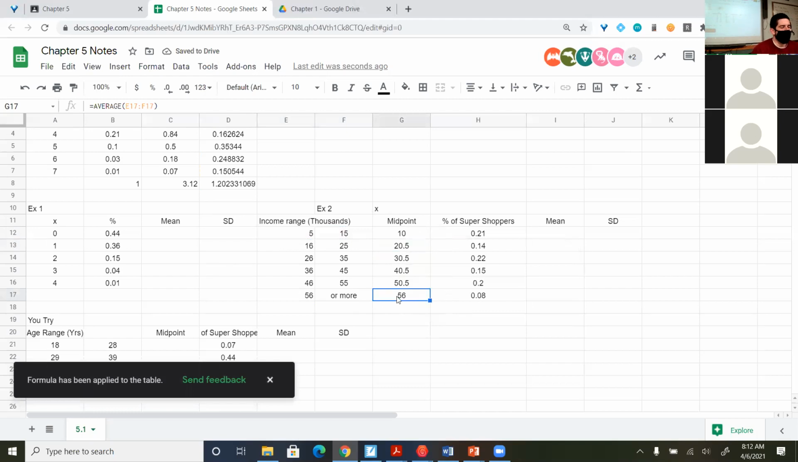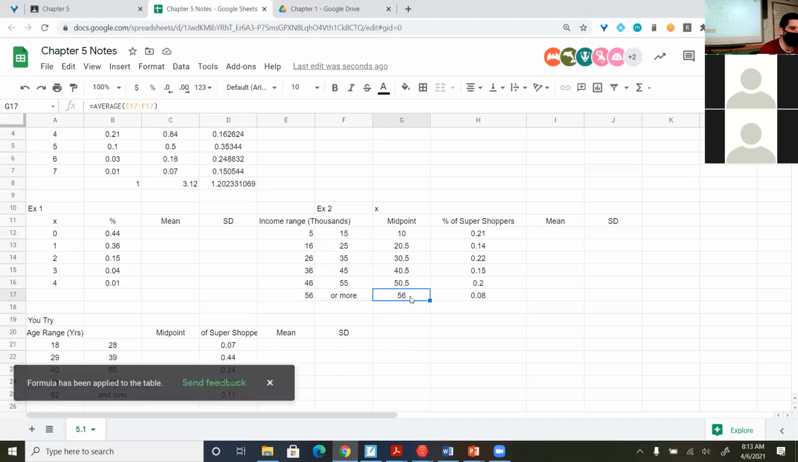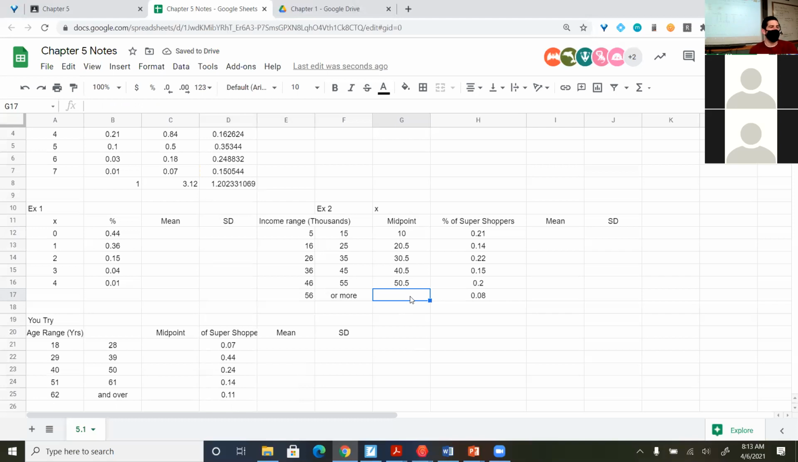Now, the only one that we have to adjust is going to be this last row, because 56 is not the appropriate point estimate. Instead, I'm going to follow the pattern of what Google Sheets is doing. If they said that 10 is our first and then 20.5 is the next and 30.5, 40.5, 50.5, it looks like they are increasing by 10. So I'm going to make 60.5 be my point for the last one. Just follow the pattern to finish off your midpoint. Now that I have point estimates for each one, I can go ahead and do the mean.